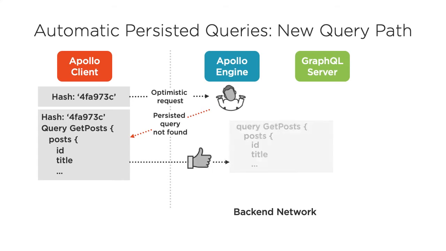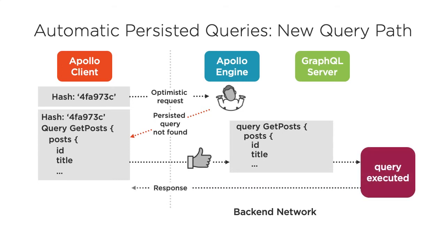Then, the client, after getting rejected, sends the full query back over a POST request to the server. The server executes the request, then responds with the full results. Meanwhile, though, the server calculated the hash of the request the same way the client does and stores the full query along with the hash for the next time.